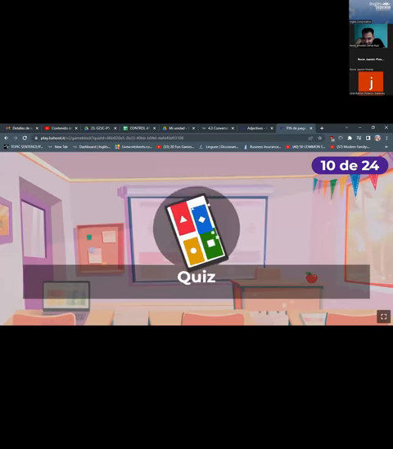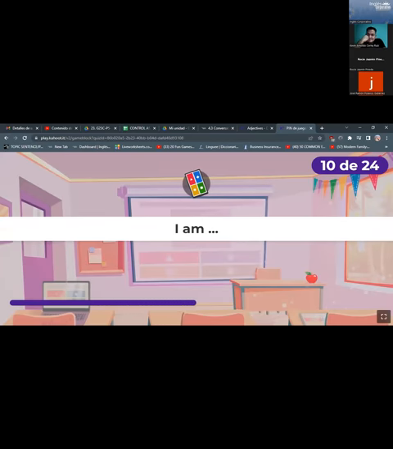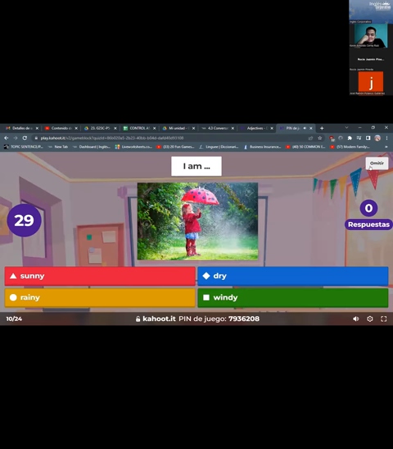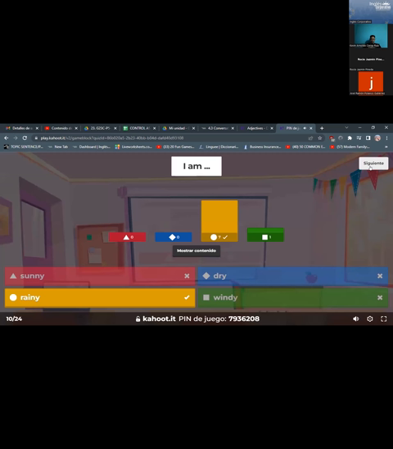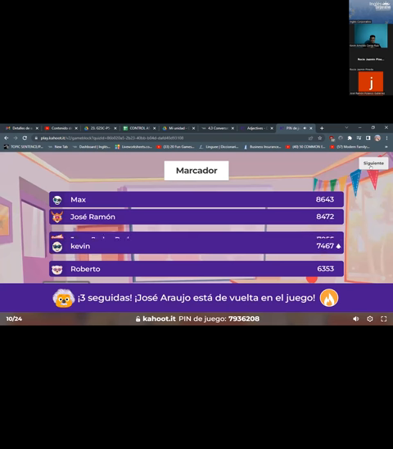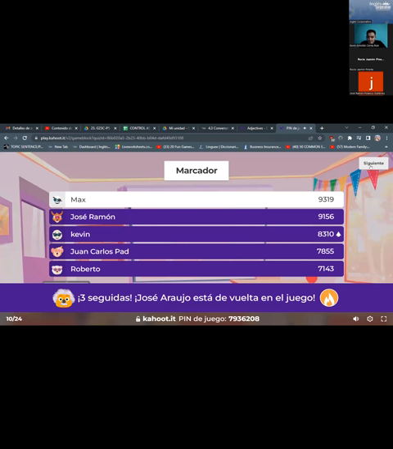Still the same positions. First places, the same places. Los mismos lugares, same places. What do you think that is? Lluvioso, sunny, dry, rainy, windy. Yes, it's rainy. Kevin goes up to third place. Kevin is on third place now.